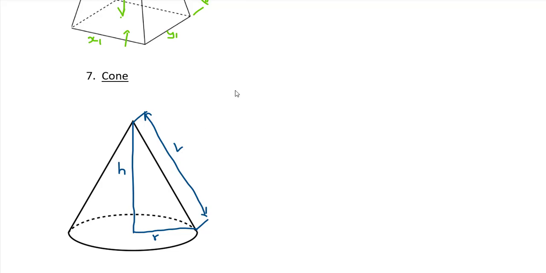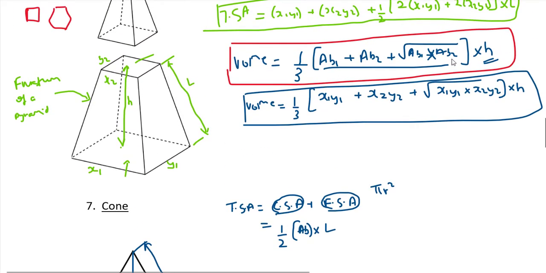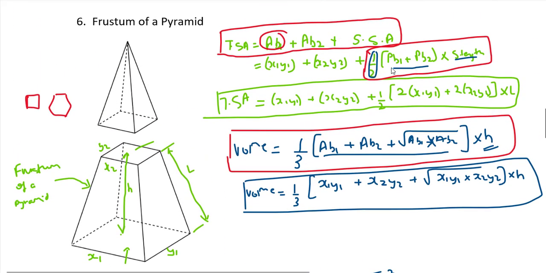Okay. So the total surface area now will be the sum of the curved surface area plus the flat surface area. The flat surface area will be nothing but the area of the circle, which will be pi r square, and the curved surface area formula will be half into area of base into slant length L. Similar formula for curved surface area, the same formula that we have used in the case of a pyramid also.